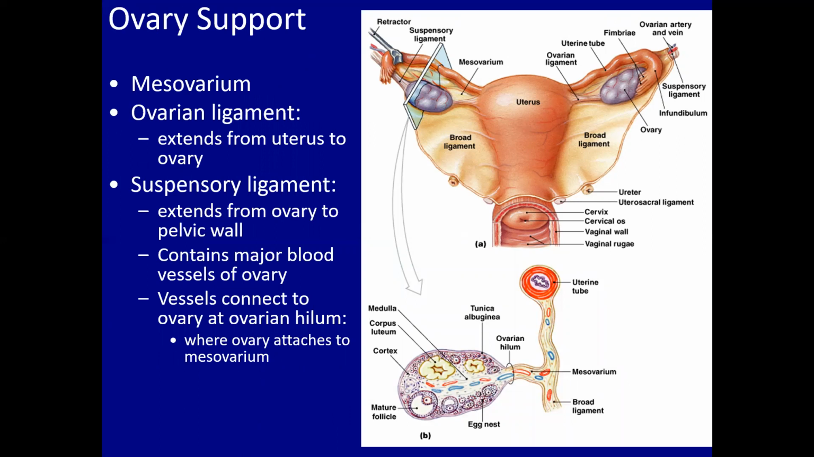We've already looked at the support of the ovaries with the mesovarium, which is that portion of the broad ligament right here, which is a sheet. The suspensory ligaments, which you can see right here. And then we also have the ovarian ligament right here.